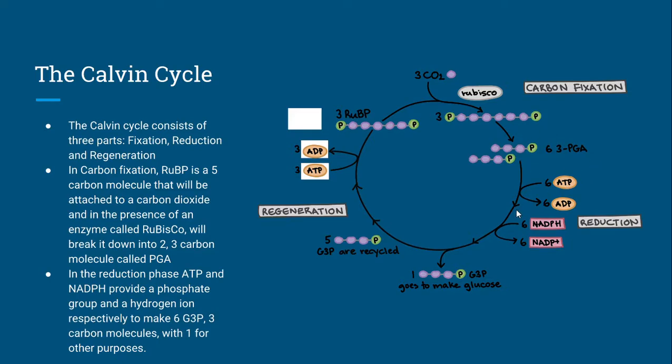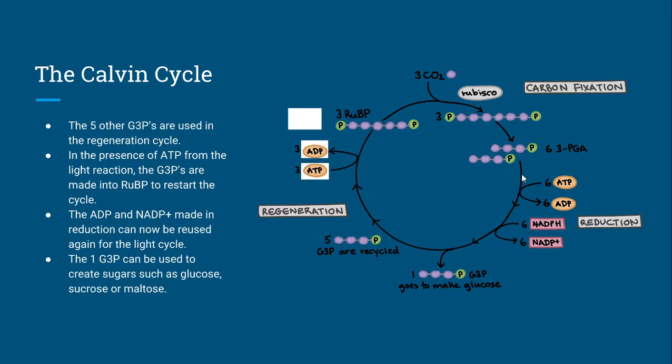In the reduction phase, ATP and NADPH provide a phosphate group and a hydrogen ion, respectively, to make 6 G3Ps, which are 3-carbon molecules. And of these 6 G3Ps, 5 will be used in the Calvin cycle, and 1 will be used for other purposes. The 5 G3Ps that are used in the regeneration cycle help to create RuBP, the original 5-carbon molecule, and this helps to restart the Calvin cycle.